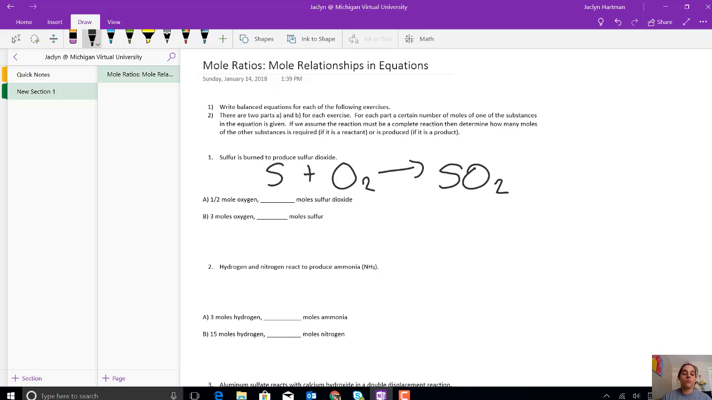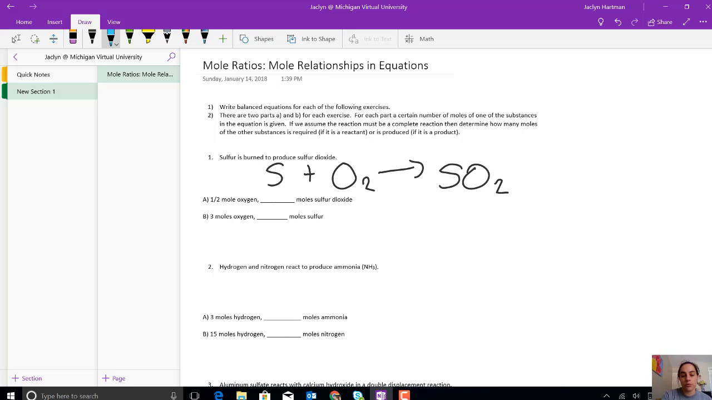So now, in part A, we have 1/2 mole of oxygen, and we want to know how many moles of sulfur dioxide that's going to yield. Well, if you watched the tutorial on dimensional analysis, you learned about conversion factors. And conversion factors can also be mole ratios. So they are the coefficients of the balanced equation. So in this case, the coefficient is 1 O2 to 1 SO2. So that's going to be our conversion factor.